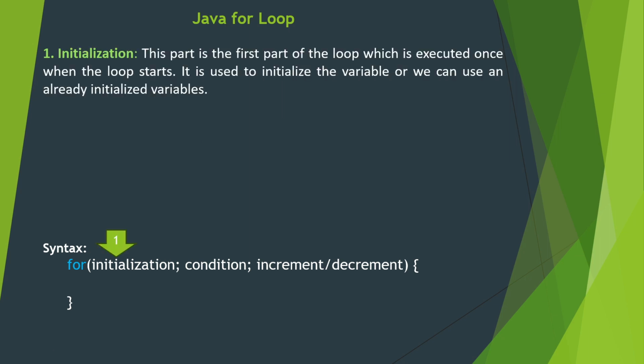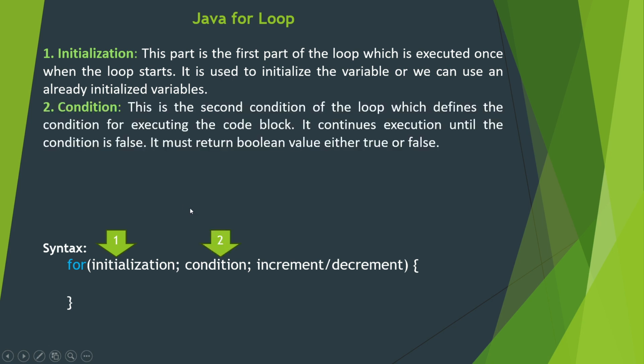First is initialization. This is the first part of the loop, which is executed once when the loop starts. It's very important. You can see this is the first part of the for loop. As soon as the cursor comes to the for loop, it goes to the initialization part and executes it only once. After its execution, it never comes here again because this is known as the initialization part. It is used to initialize the variable, or we can use an already initialized variable.